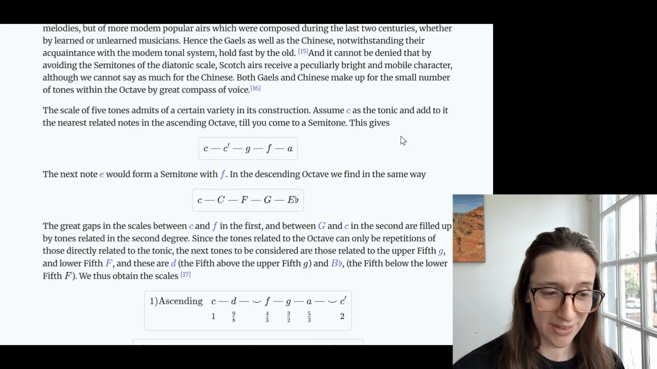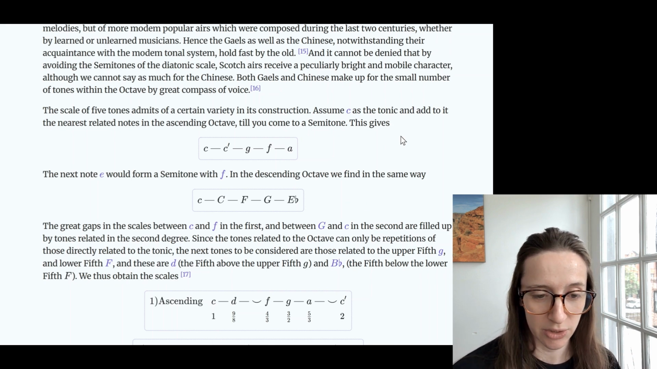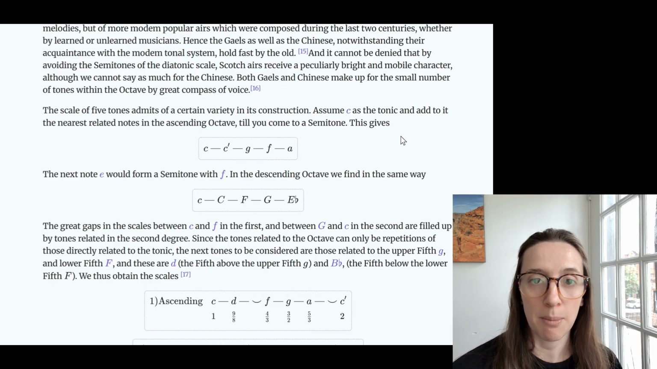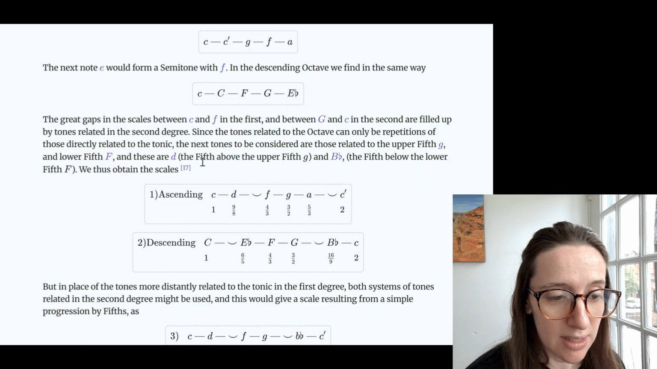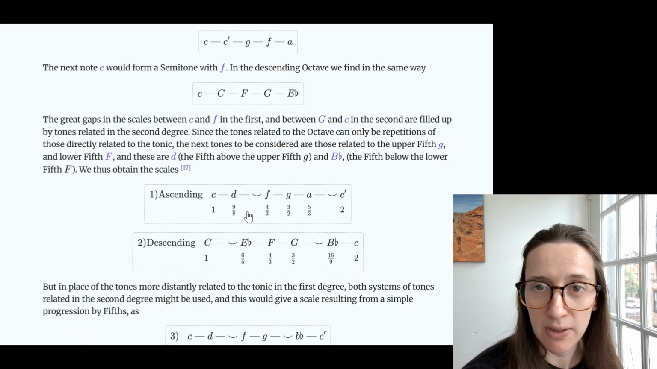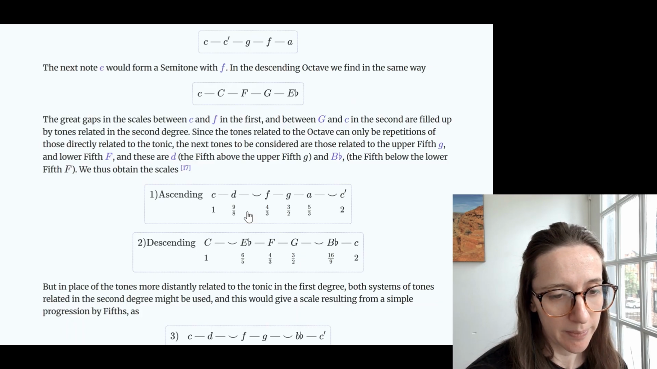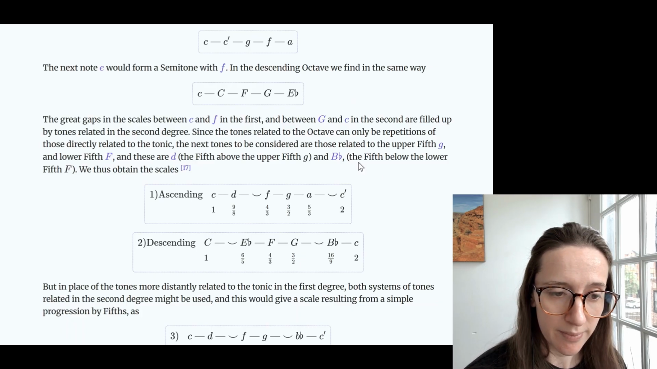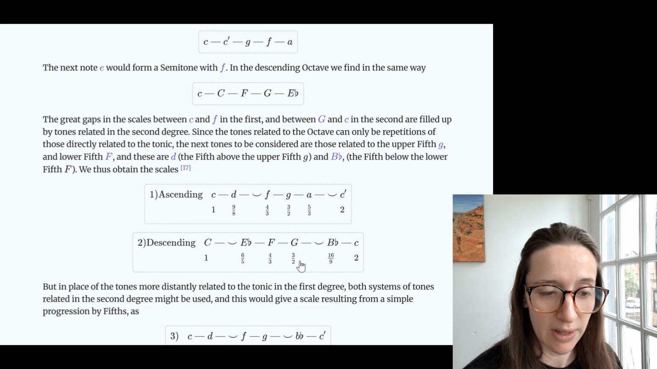To get 5 tones in our octave, we have to add some tones related in the second degree, which means they both are related in the first degree to some third common tone. So to fill in the gaps, we have the D, the fifth above the upper fifth G, and B flat, which is the fifth below the lower fifth F.